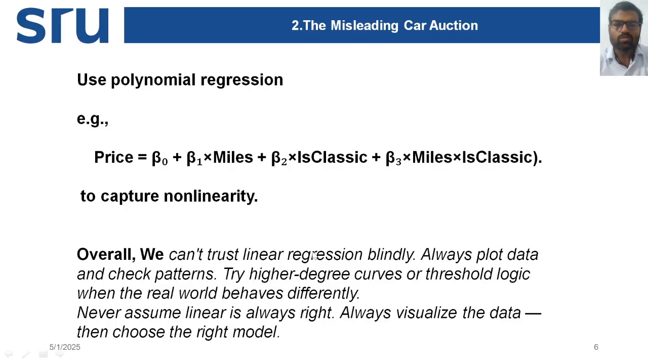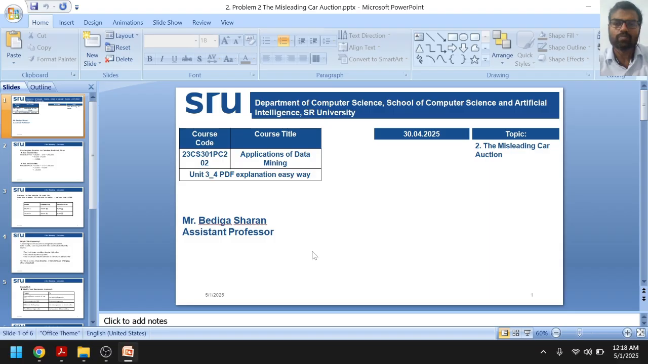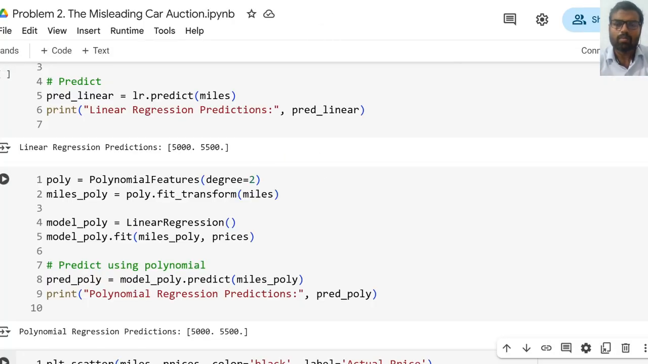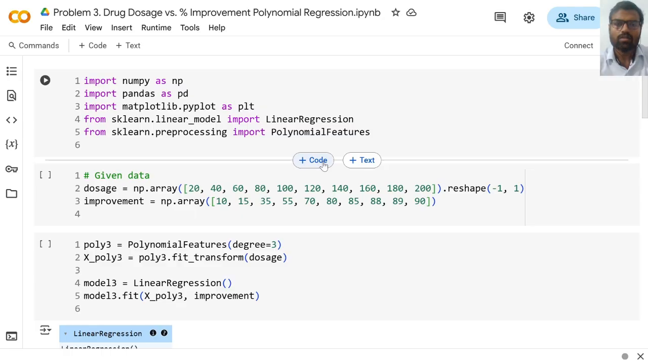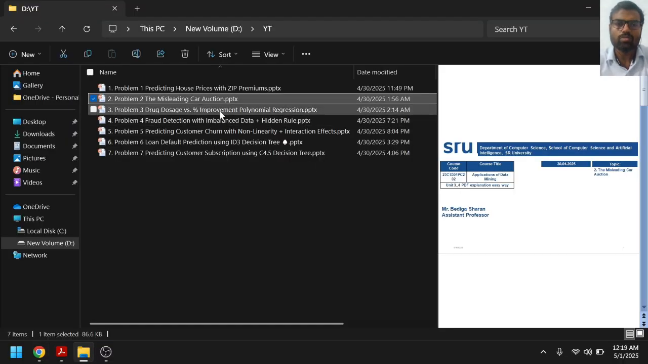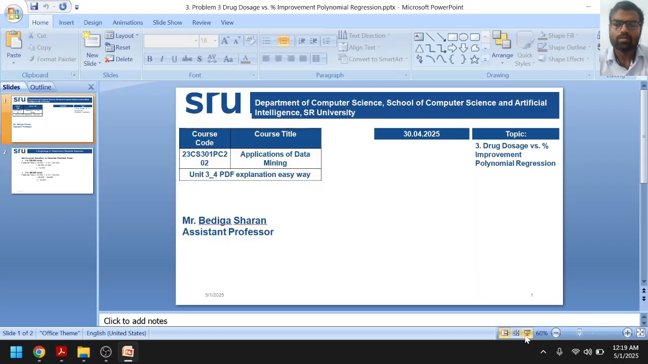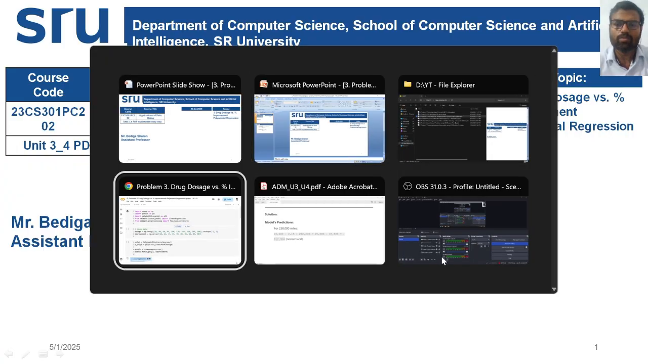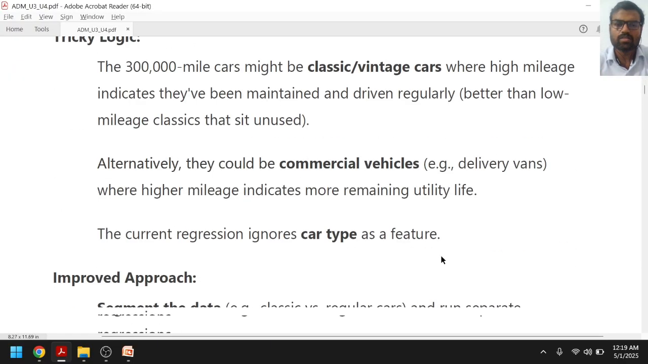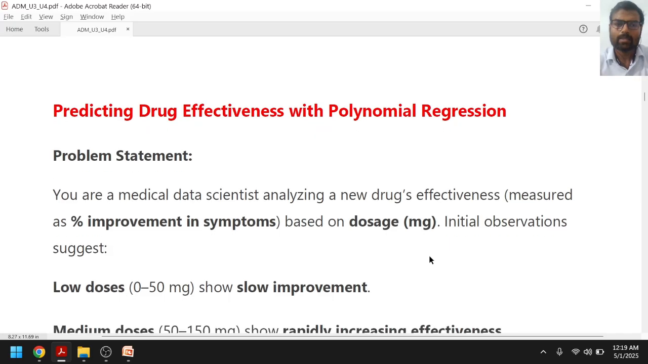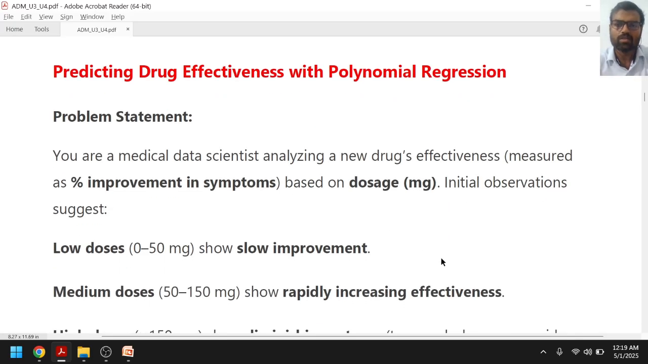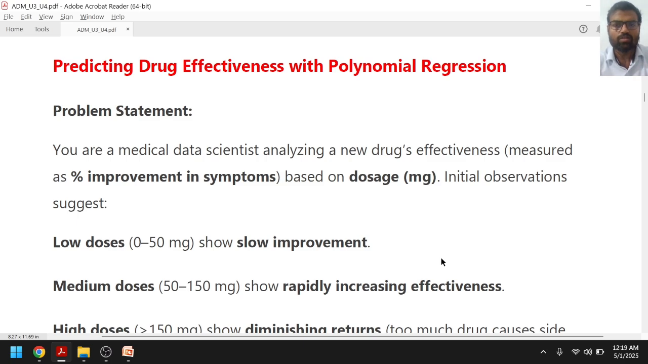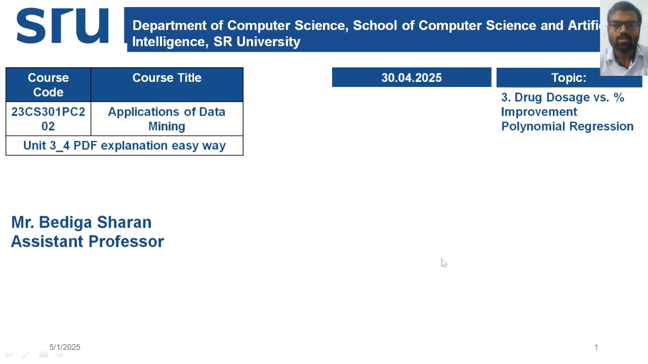Okay. So this way, the second problem is also going to be understood. Now we're getting back to our third problem. The third problem is going to be predicting drug effectiveness with polynomial regression. Okay, so here we are using polynomial regression now.